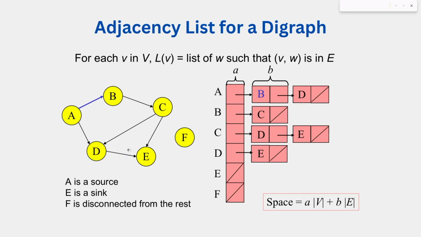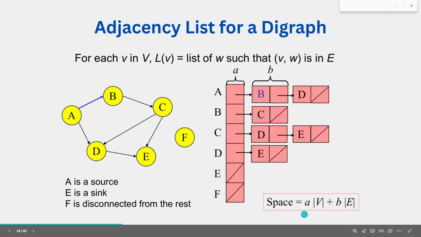Other than that, the representation is simple and it is more or less the same as the previous one that we saw, but you could see the number of nodes is less in this particular list just because every edge is counted once. So, we have the space complexity as A into V plus B into E, where E corresponds to edges.